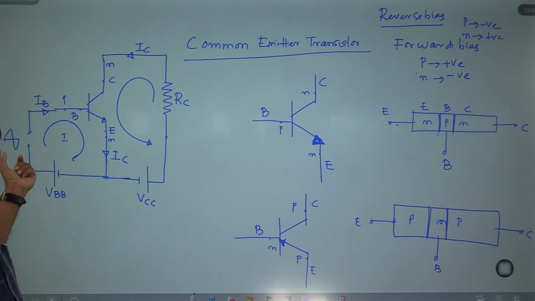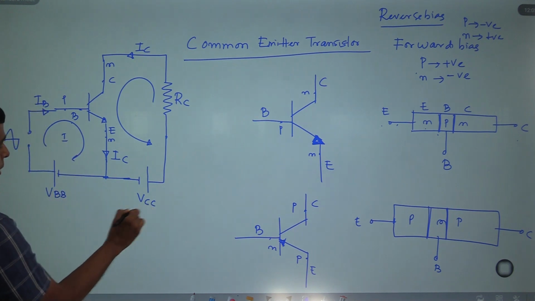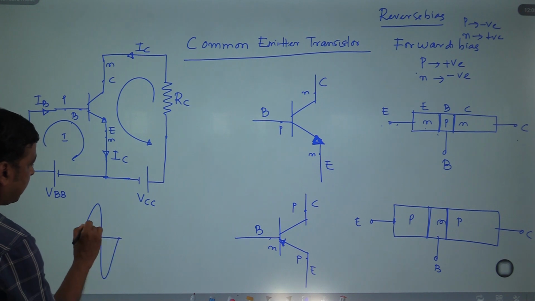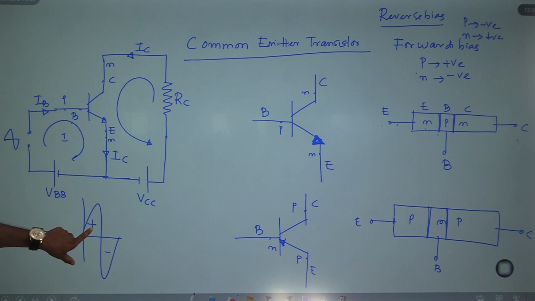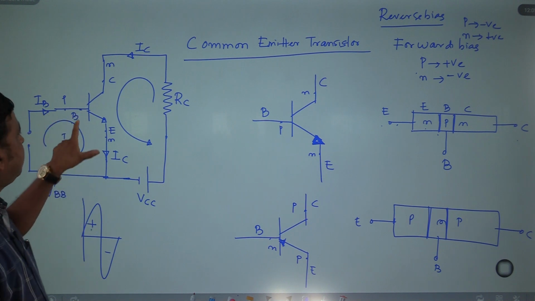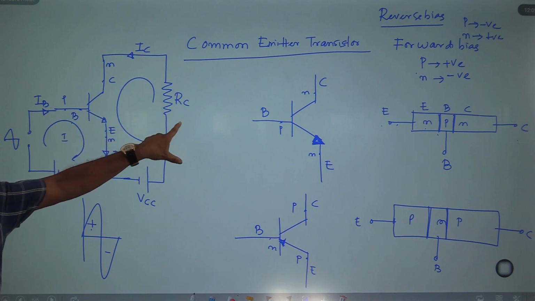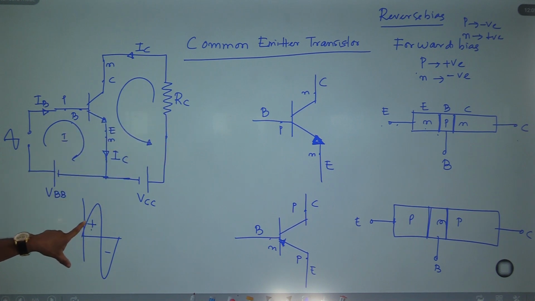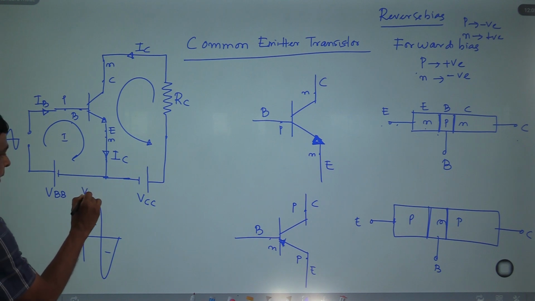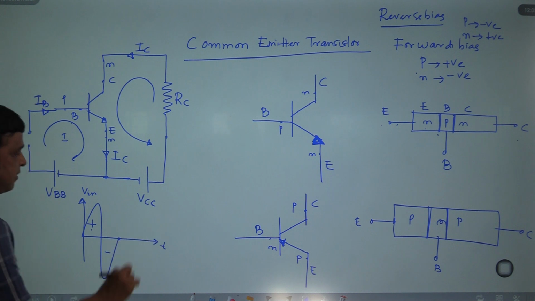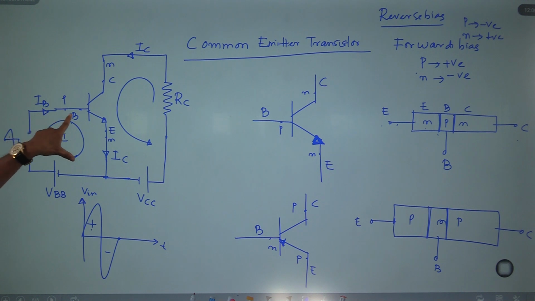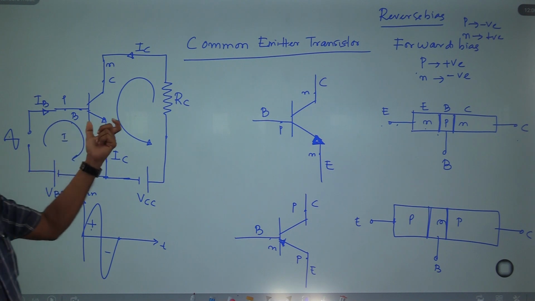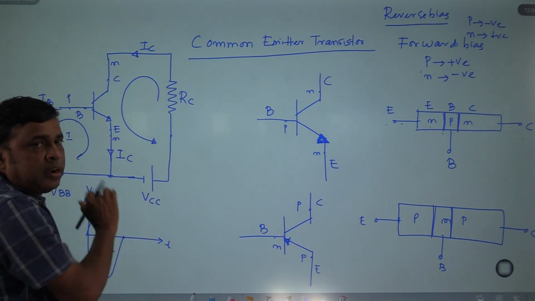So if the input junction is forward biased during the positive half cycle of the input signal, look at this here, this is your positive half cycle and this is your negative half cycle. During the positive half cycle of the input signal, this junction is forward biased and you will get the current at the output. This is your input signal, let Vin, and this is your time axis. During the positive half cycle, the input junction is forward biased, so you will find base current, collector current and emitter current, which means you will get the output.